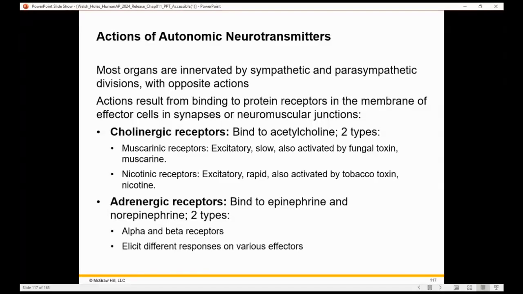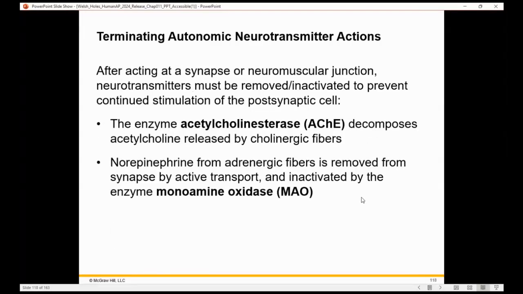The adrenergic receptors bind to epinephrine and norepinephrine, and there are two types, alpha and beta receptors, and they elicit different responses on various effectors. After acting at a synapse or a neuromuscular junction, neurotransmitters must be removed or inactivated to prevent continued stimulation of the postsynaptic cell. The enzyme acetylcholinesterase decomposes acetylcholine, which is released by cholinergic fibers. Norepinephrine from adrenergic fibers is removed from the synapse by active transport, and it's inactivated by the enzyme monoamine oxidase.